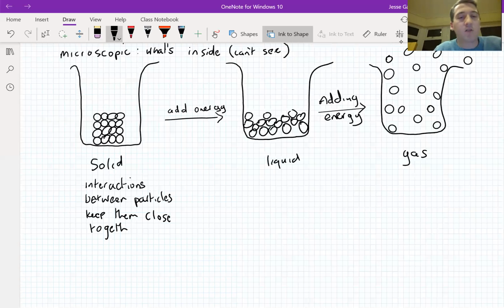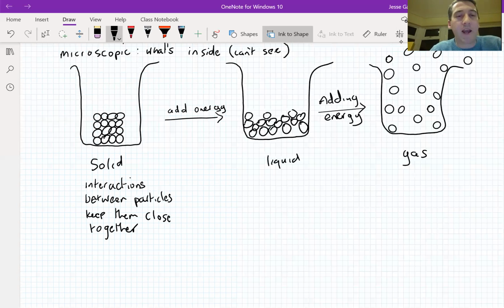Now in a solid, the interactions are at their strongest, which means that all the particles are kept in rigid rows, all really tightly packed together, okay? And the particles at this stage have their lowest amount of energy. So the interactions are really good at keeping them tightly packed together.